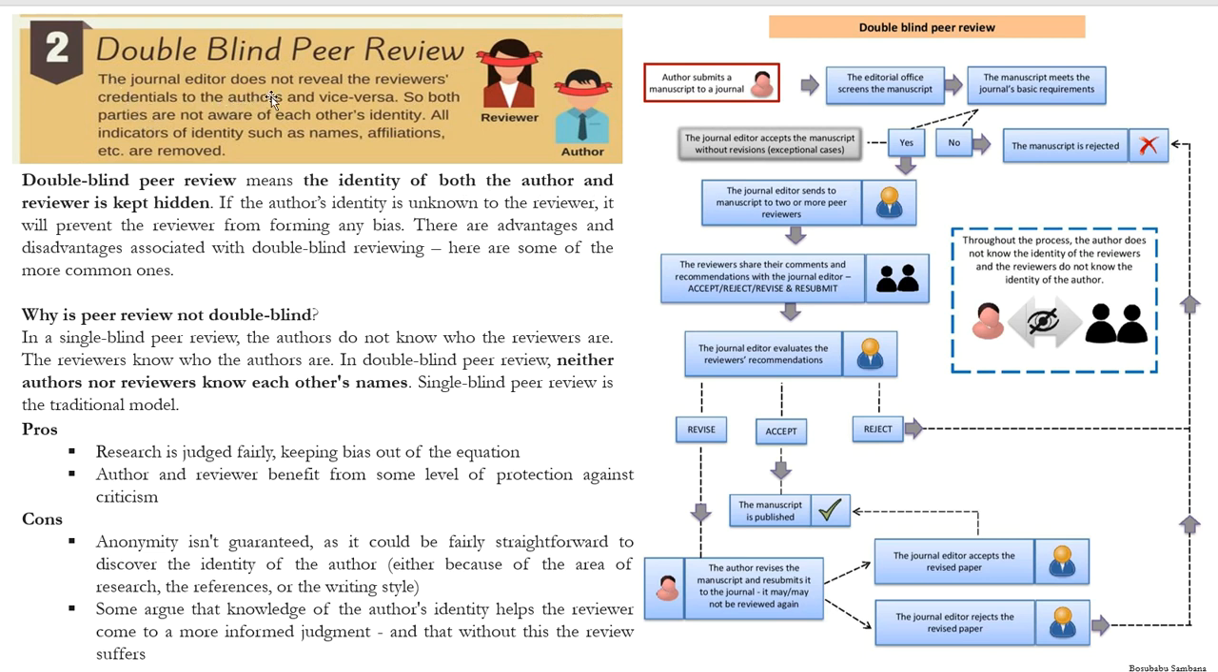In double blinded peer review, the general editor does not reveal the reviewers' credentials to the authors and vice versa. So both parties are not aware of each other's identity. That means the identity of both author and reviewers is kept hidden. No one can know who is the author and who is the reviewer. Okay, what is single blind peer review? In single blind peer review, the authors do not know who the reviewers are, but the reviewers know who the authors are. In double blinded peer review, neither authors nor reviewers know each other's names. It is the best situation to happen.